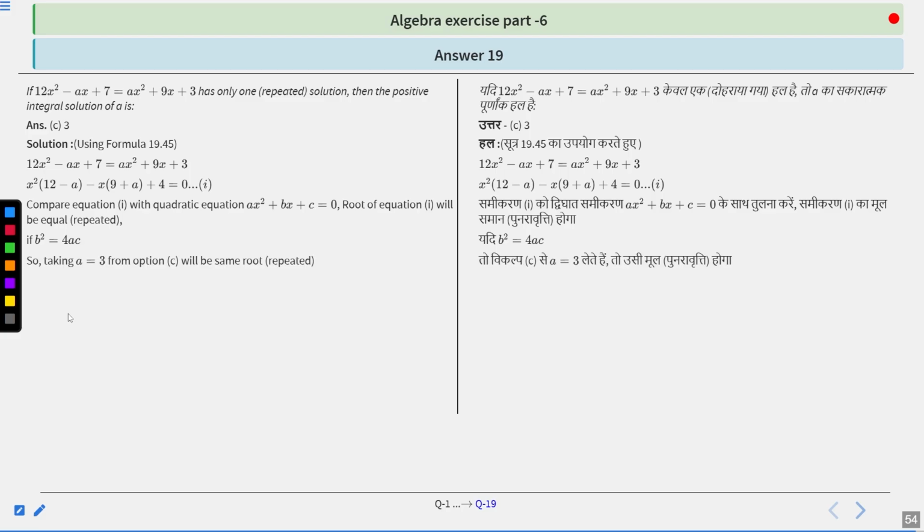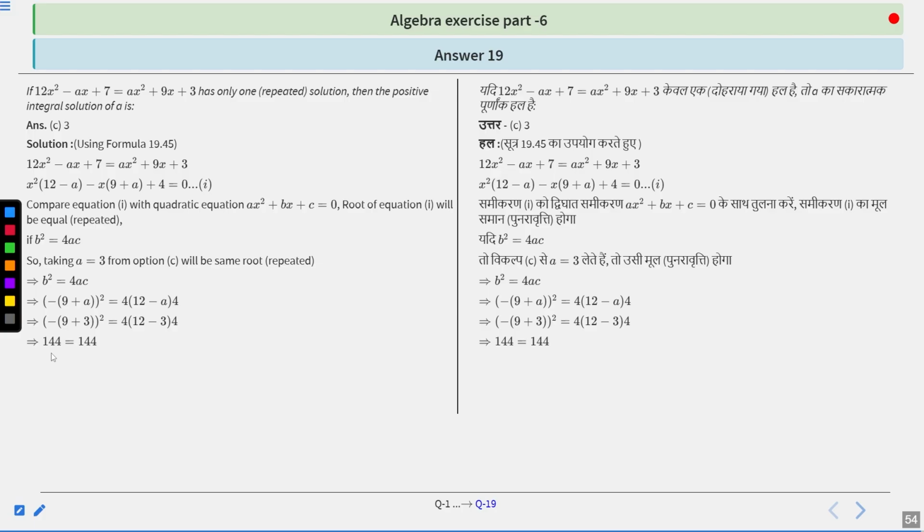So taking a equal to 3 from option number C, the roots will be the same, repeated, if b square equals 4ac. Minus 9 plus a whole square is equal to 4 into 12 minus a into 4. So minus 9 plus 3, whole square, is going to be equal to 4 into 12 minus 3 into 4, because we have taken option number C and here the value of a is equal to 3. Therefore 144 is going to be equal to 144, because 9 plus 3 is 12, 12 square is 144, and minus square is plus. Similarly here, 12 minus 3 is 9, 9 into 4 is 36, into 4 is 144.